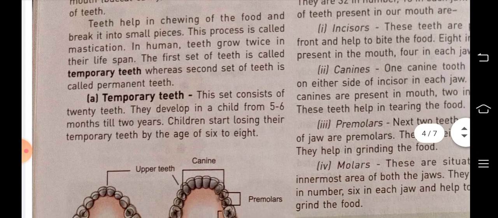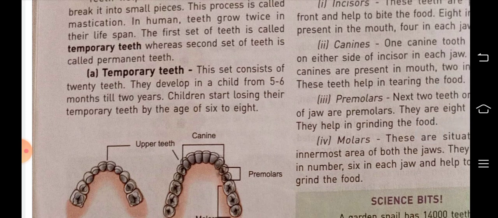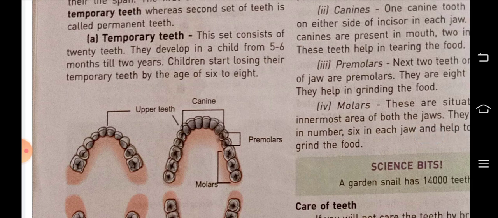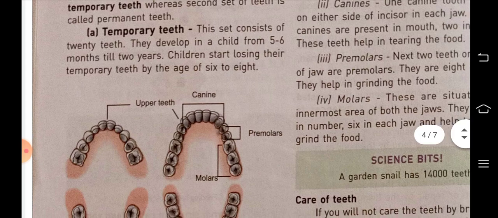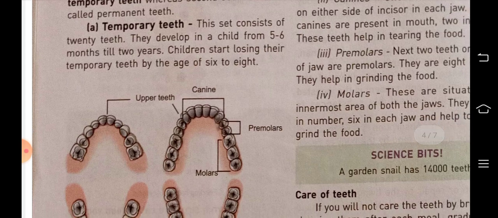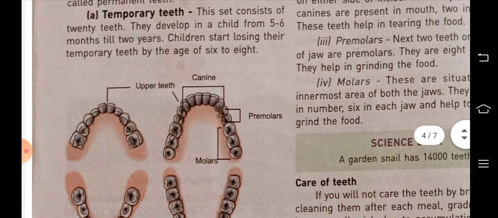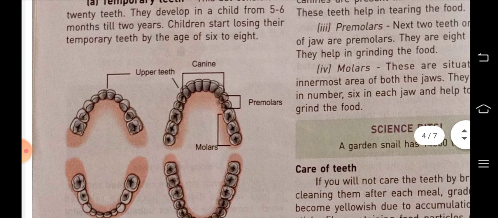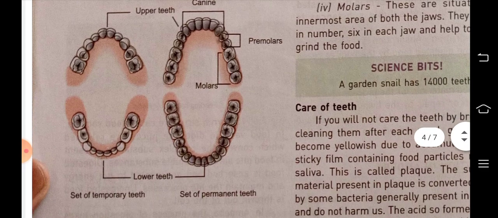In human, teeth grow twice in their lifespan and they are known as temporary teeth and the permanent teeth. The first set is temporary teeth, which consist of 20 teeth. It develops in a child from 5 to 6 months till 2 years. When the child is 5 to 6 months, from that time the teeth start coming out and it continues till 2 years. Then the children start losing their temporary teeth by the age of 6 to 8.